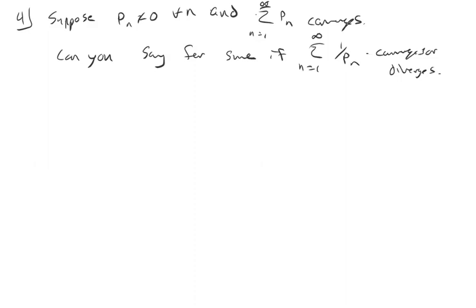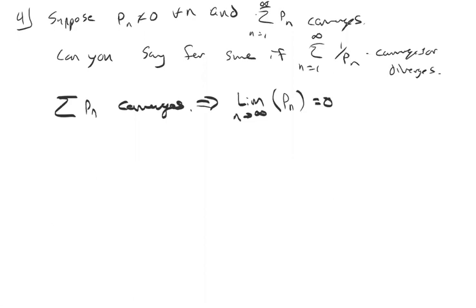Okay, a lot of people had trouble with this one, and to be totally honest, it was the simplest problem on the exam. You have to know certain properties about convergent sums. Convergent sums have the property that if the sum of p_n converges, that implies we are guaranteed that the limit as n goes to infinity of p_n is 0.